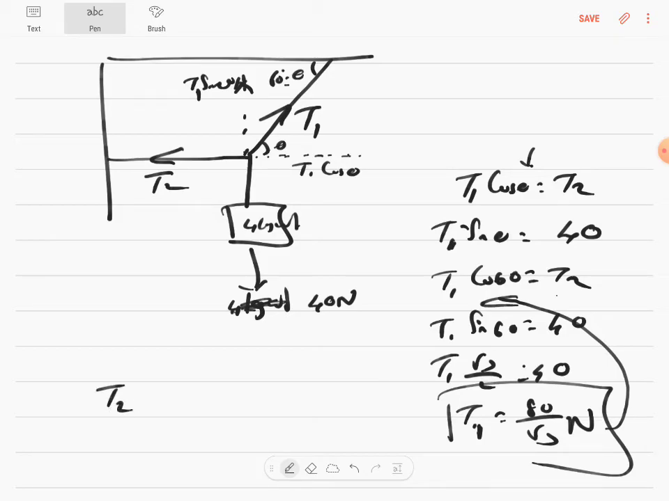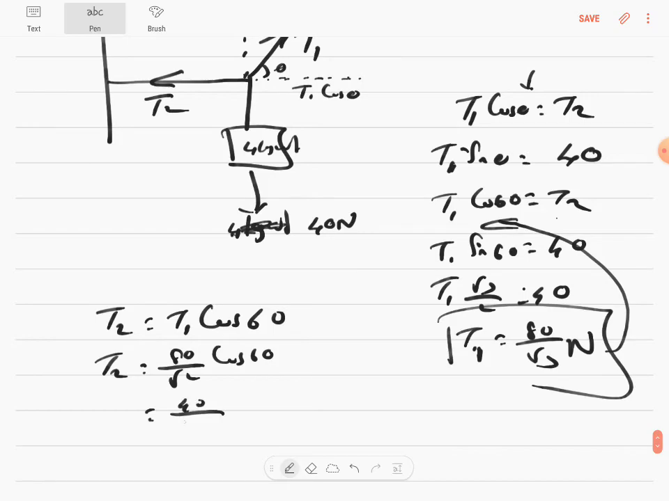So T2 is equal to T1 cos 60, and you know T2 is equal to 80 by root 3 into cos 60. Cos 60 itself is 1 by 2. So it will be 40 by root 3. You can rationalize and write it in newtons, or you can write the decimal value, you can do whatever you want.